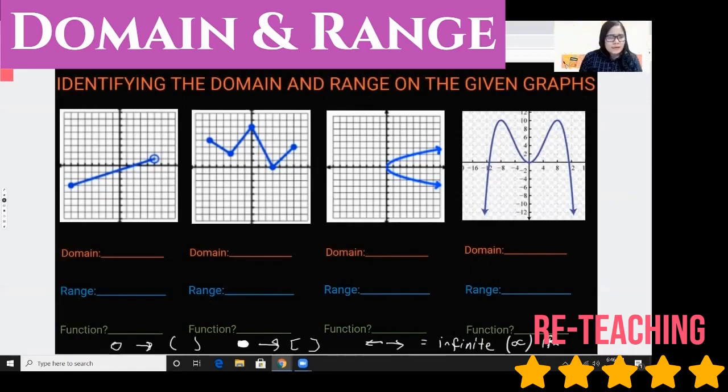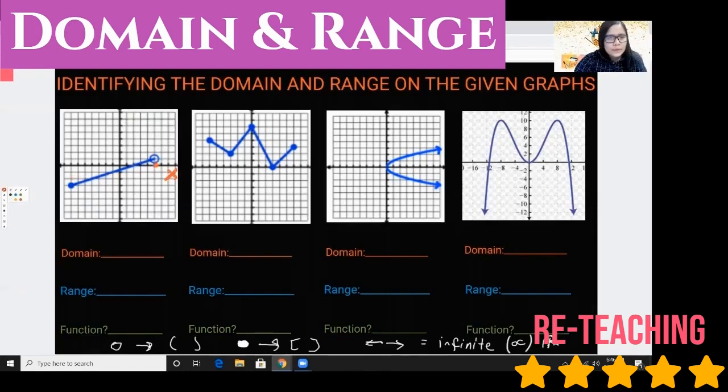Let us proceed now. For number one, we're going to identify the domain. How can we identify the domain? To identify the domain in number one, I will use red font for the domain and blue font for the range. For the domain, we're looking for the values of x, so focus only on the horizontal axis or x-axis. Okay, so on the graph of number one, let us use a red marker so that you can see it.